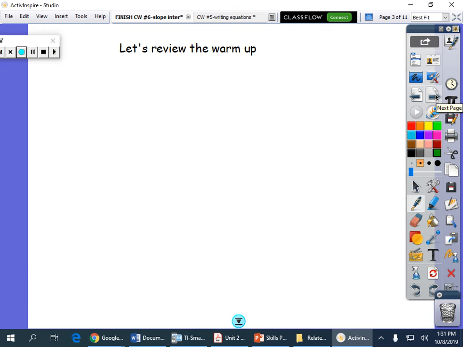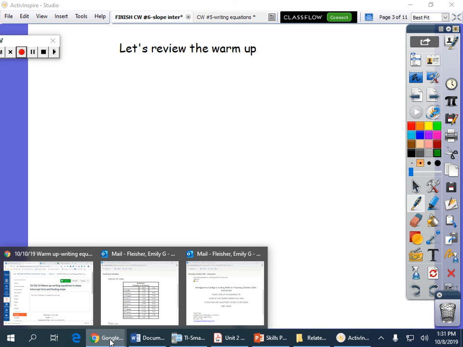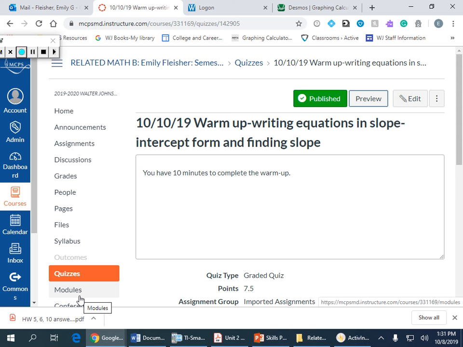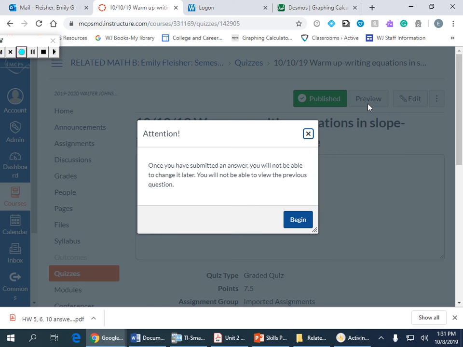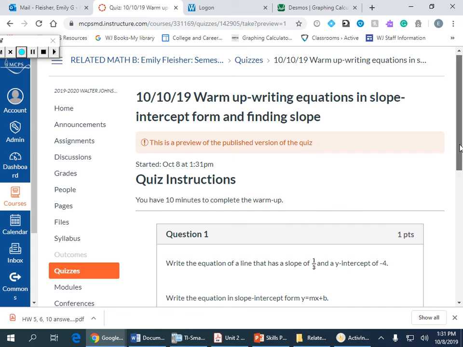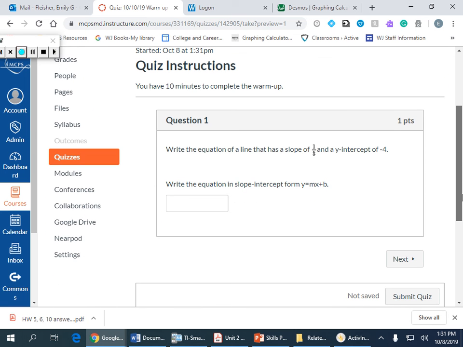Okay, so let's look at the warm-up first. Did you notice that once you submitted an answer, you can't go back to change it later? I did that on purpose. So looking at this first one, write the equation of a line that has a slope of 1/3 and a y-intercept of -4. You should have typed in the equation y equals 1 divided by 3 for the 1/3, x, and then just -4.